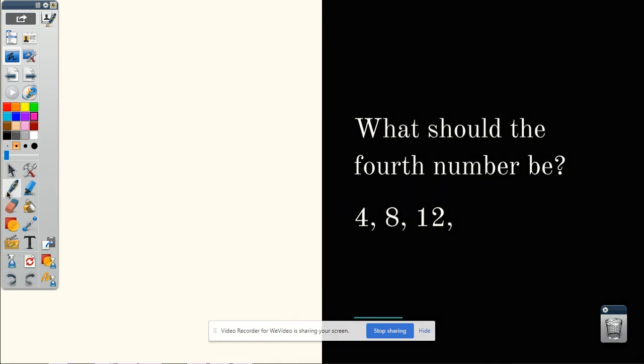All right, pause the video. Okay, let's take a look. This one looks a little bit different. This says, what should the 4th number be? I'm really making sure I'm underlining, highlighting that 4th. This is my 1st, 2nd, 3rd, 4th. It really helps me to draw that blank line there, so I know that I need a number that goes right here.